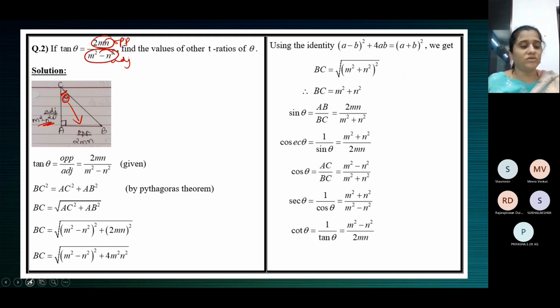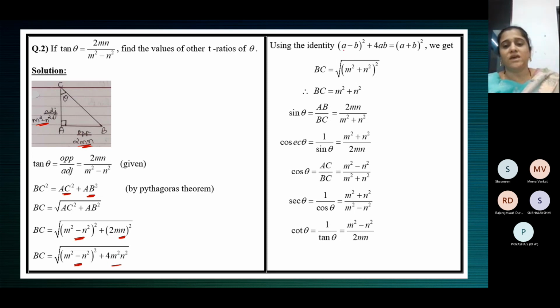Correct? So using this, you should first find the hypotenuse using Pythagoras theorem. So BC square is equal to AC square plus AB square. AC square is m square minus n square the whole square plus AB square, 2mn the whole square. So you get m square minus n square the whole square plus 4m square n square. Again, identity: a minus b the whole square plus 4ab is a plus b the whole square. So this one is nothing but m square plus n square the whole square. So BC is equal to m square plus n square.